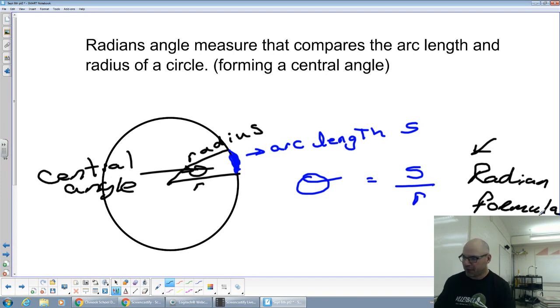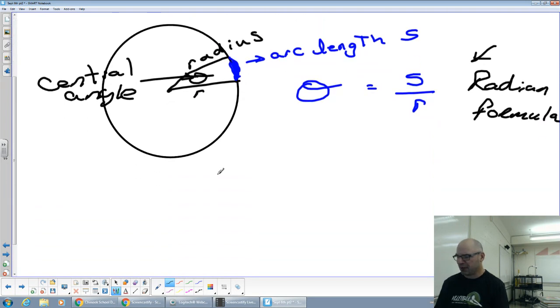It's the length of the arc compared to the radius, and that gives us a radian measure for the angle that it subtends, or that the arc length touches on both edges of. So that's basically what a radian is. We'll look at that formula a little bit deeper later.